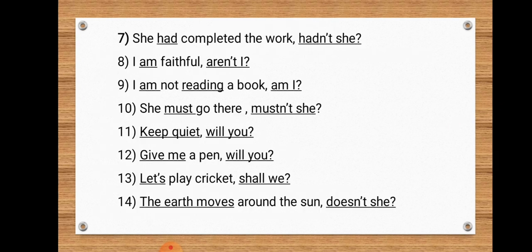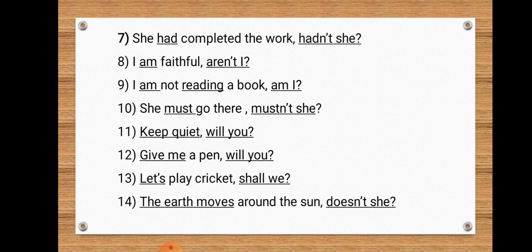Some other examples of question tags. "She had completed the work." Here had is used, so "hadn't she?" "I am faithful." Now look here: "aren't I?" So am is used as the main verb here, and that's why the tag will be "aren't I?"